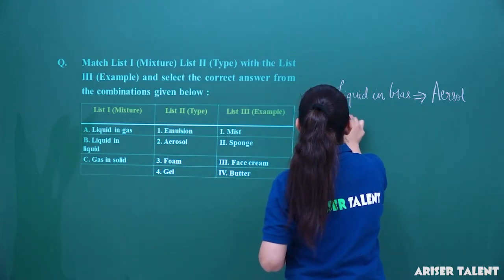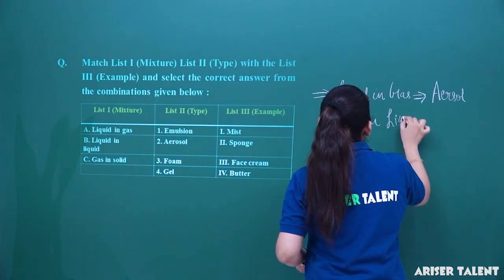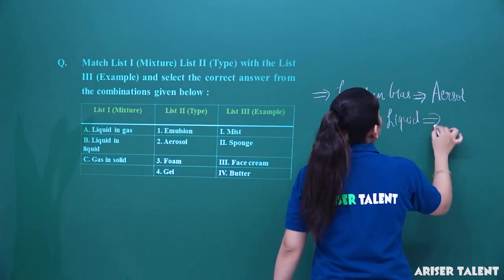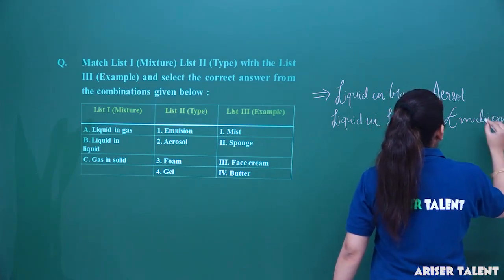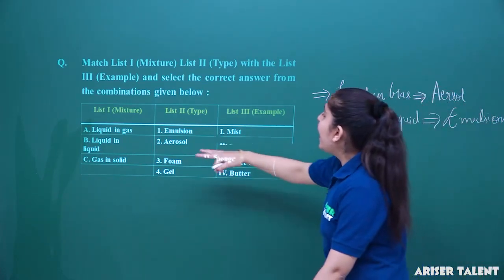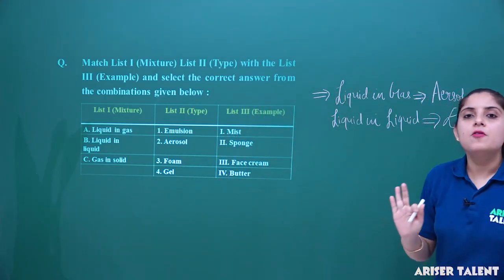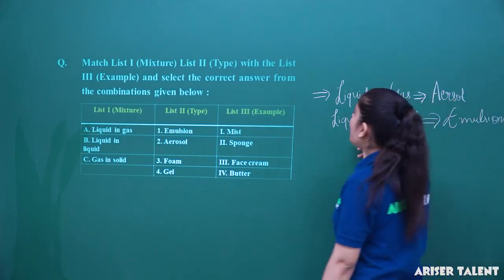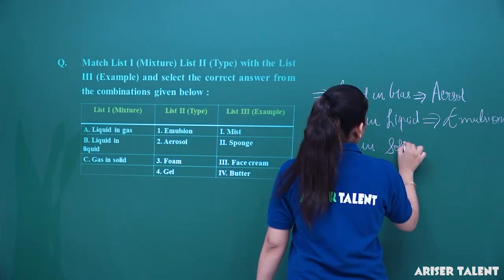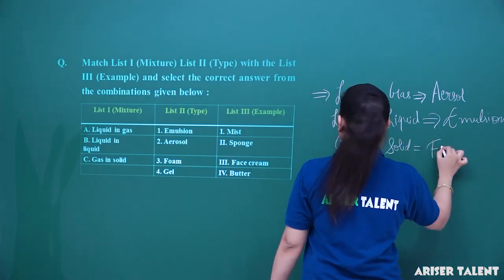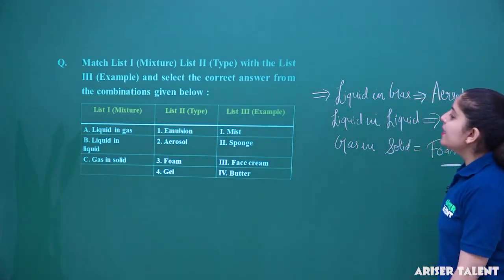Now, if we are given liquid and liquid, what is it called? Liquid and liquid is termed an emulsion. Now, gas in solid. Gas in solid will be termed a foam, not a gel.